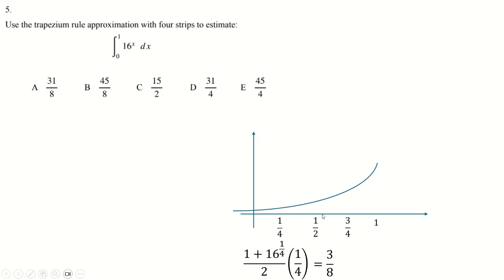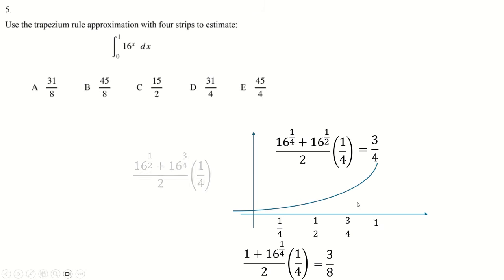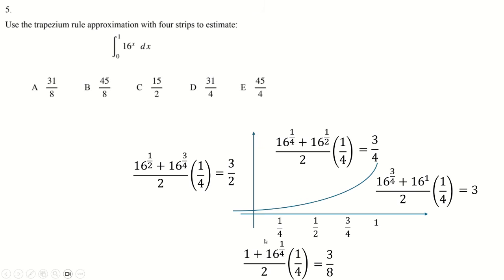Which is 3/8. And then we just do the same thing here, right? But this time it will be 16 to the quarter here and 16 to the half here, which is 2 plus 4, I think. So we'll get this, and then same thing for the next trapezium, which is this one, and same thing for the last trapezium, which is this one. And then, of course, we can just add up our results. And I think making them all denominator 8, we can end up with this as our answer, hopefully.